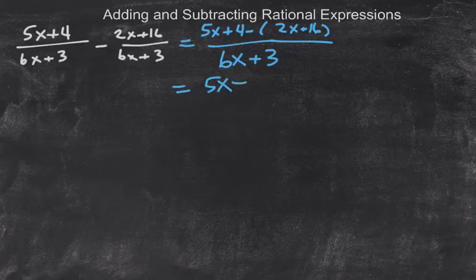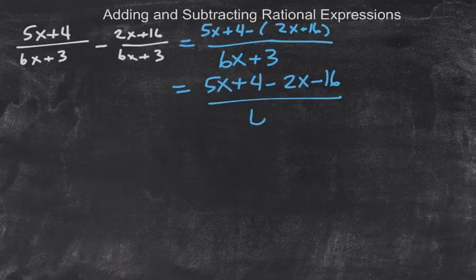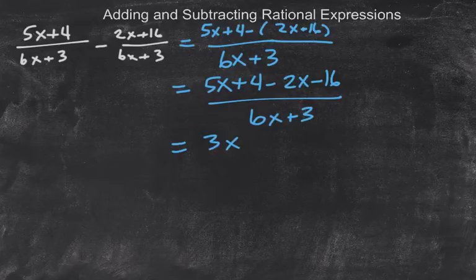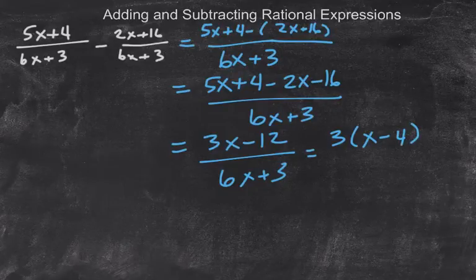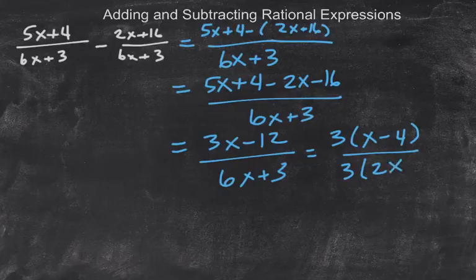So my numerator is now 5x plus 4 minus 2x and minus 16. That just helped me distribute that negative sign. And particularly when there are already negatives in the second numerator, it's important to use those parentheses. It just keeps everything organized. So 5x minus 2x is 3x, 4 minus 16 is negative 12, and that's over a denominator of 6x plus 3. Let's factor everything to see if there are any giant ones. We've got 3 groups of x minus 4 over 3 groups of 2x plus 1.